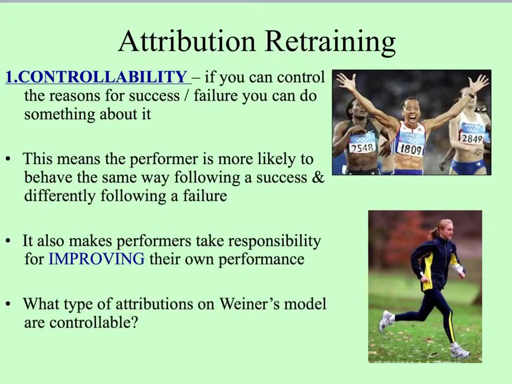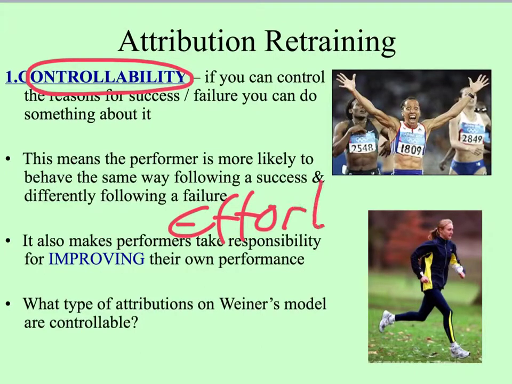Basically, there are two methods to use for attribution retraining. The first one is setting controllable attributions. If you can control what we're saying, then you can do something about it. So if I do succeed, then I'm likely to act the same, and I'm likely to act differently following failure. We're talking about effort here. Attributing things to effort is always a good sign.